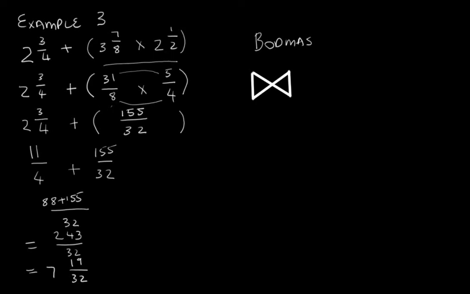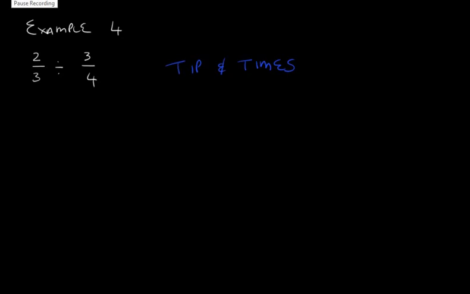Let's do another sum. Now let's look at 2 over 3 divided by 3 over 4. Now when we divide, we've got to invert the fraction and multiply. So we call that tipping times. So we have 2 over 3 and we change the divide to a multiply, and we change the 3 over 4 to 4 over 3. What does that give us?